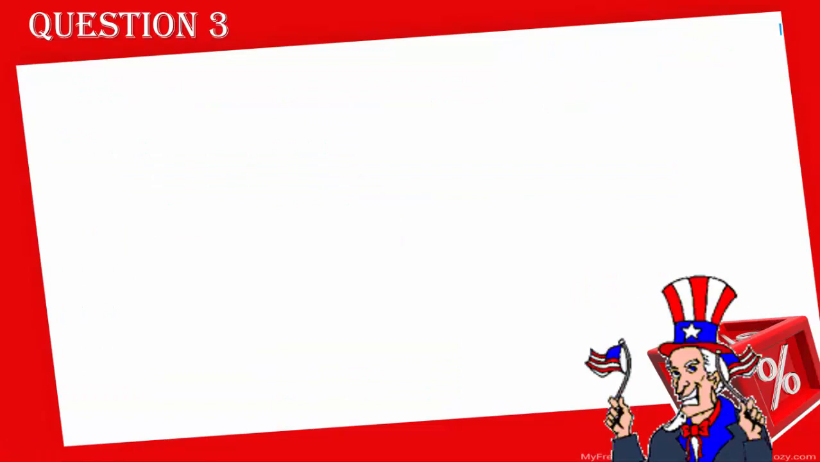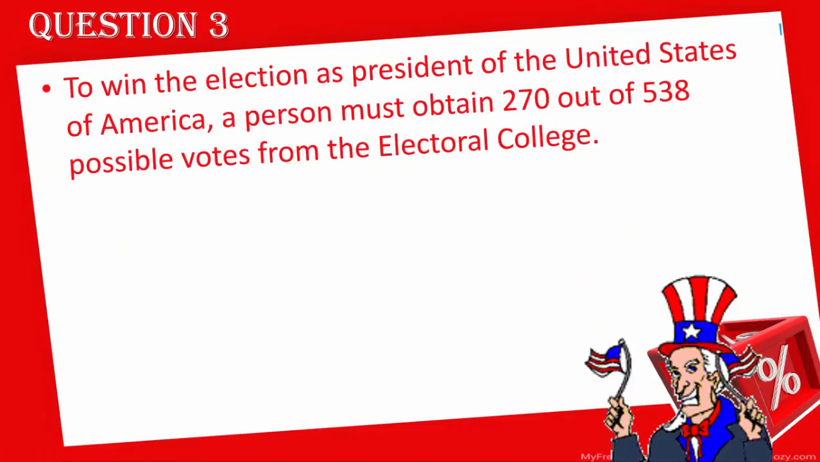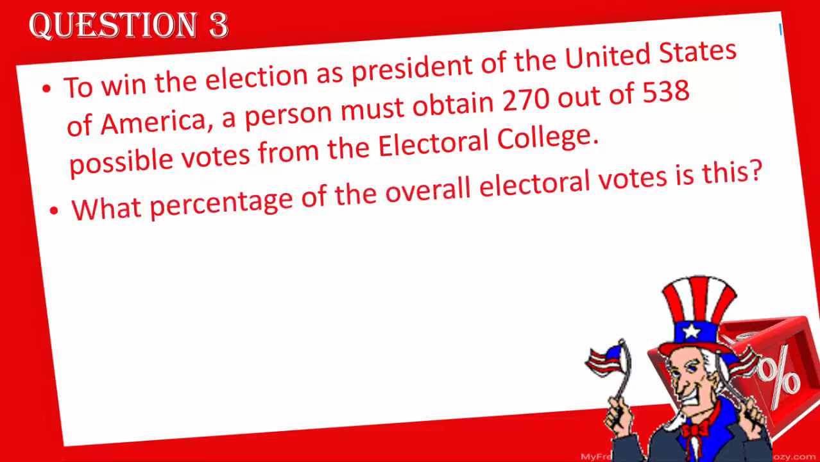In question 3, it states, to win the election as president of the United States of America, a person must obtain 270 out of 538 possible votes from the electoral college. What percentage of the overall electoral votes is this?